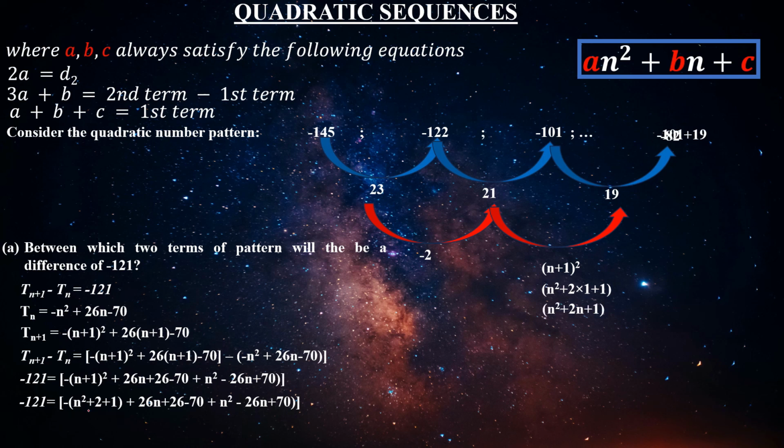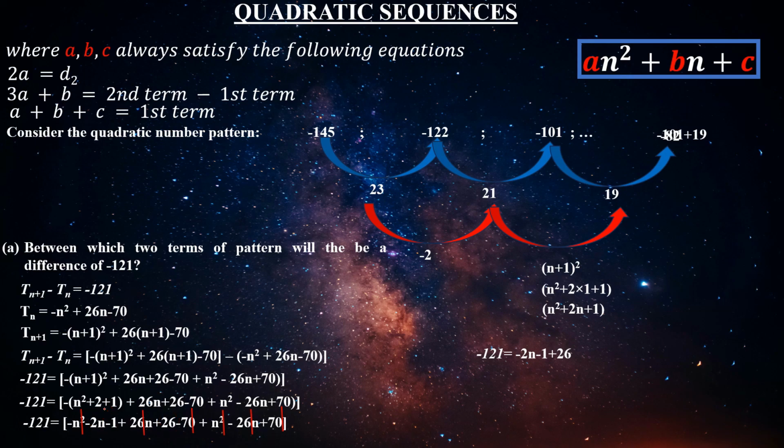Now let's simplify what is inside the bracket. From here, we have n squared and n squared, but the sign of the first one is negative and that one is positive, so they balance each other and we get 0. Also, you have positive 26n and negative 26n, they balance each other, we get 0. And we have negative 70 and positive 70, they balance each other and we get 0. And finally, we're going to have negative 2n minus 1 plus 26.